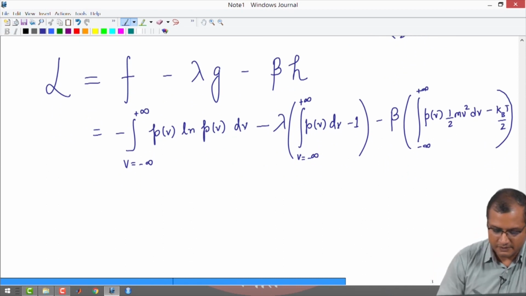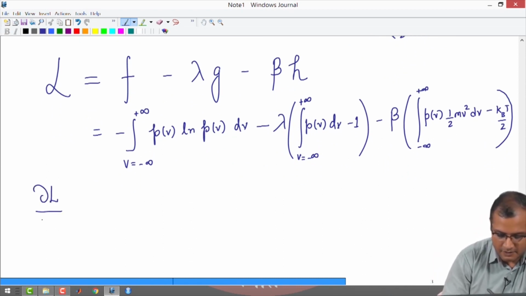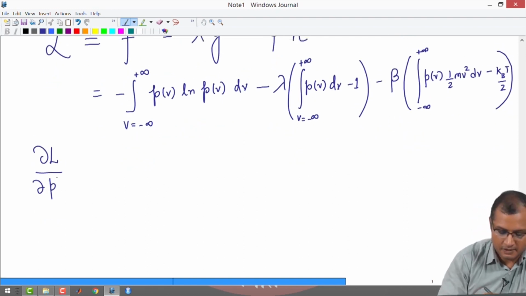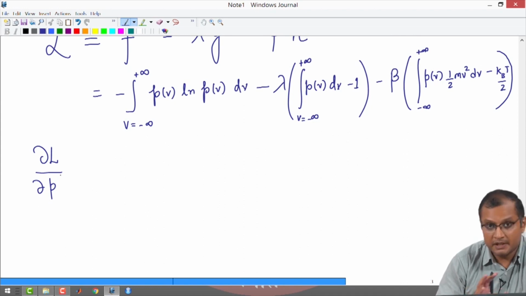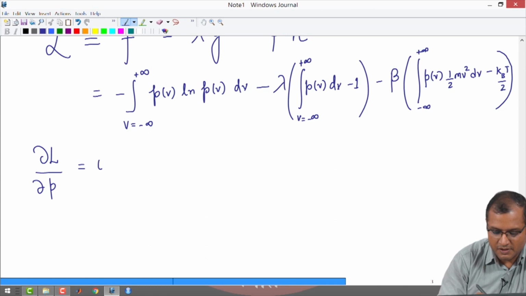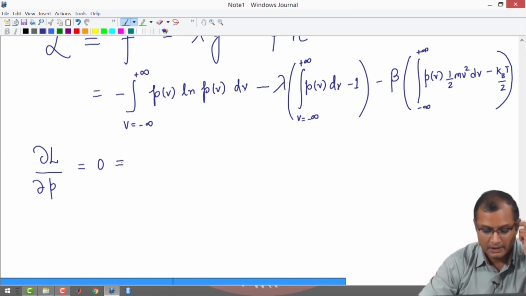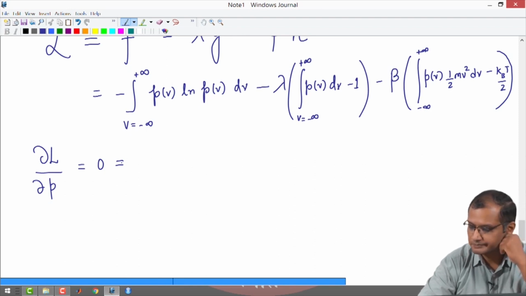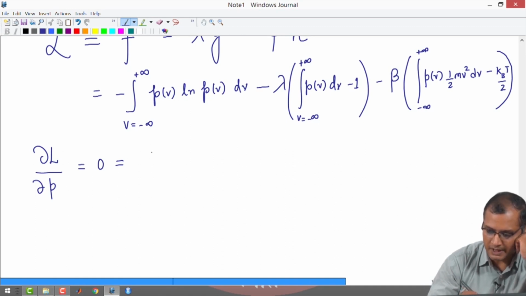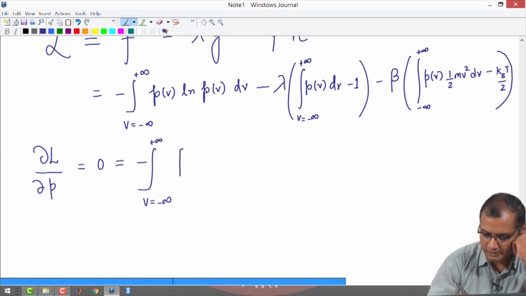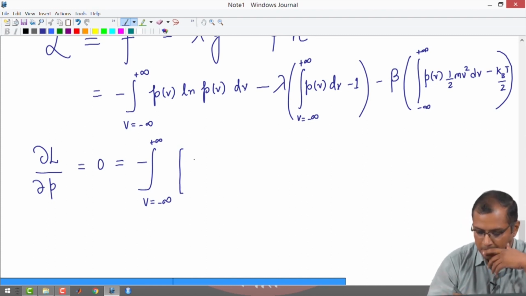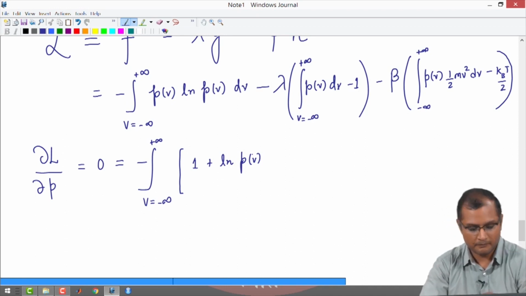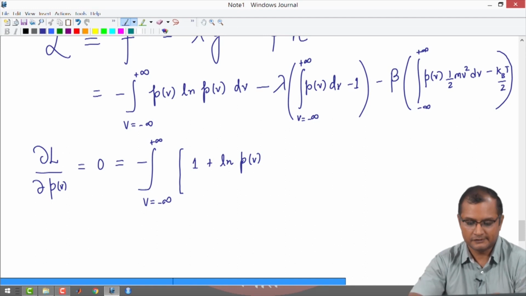And now you simply take derivatives and say that this Lagrangian is maximized by some PDF which I call P. So, this is the P that maximizes it, and so I have to set this derivative to 0. And if you take the derivative, I am going to write down the entire thing under the integral. So, from the first term I get 1 plus ln P of v, okay. I am going to take derivative with respect to P of v.